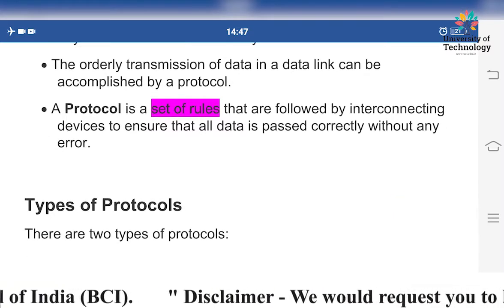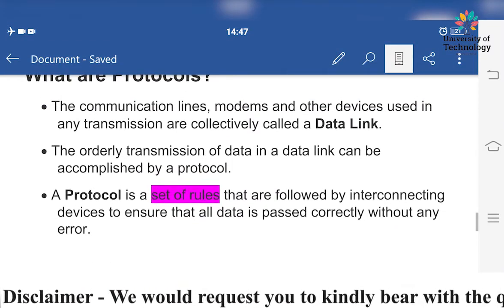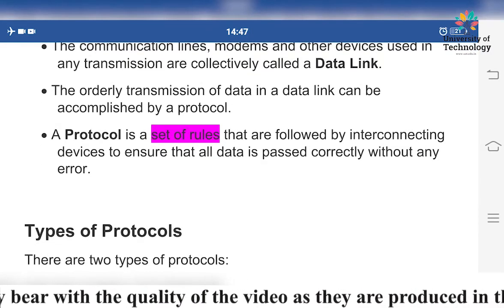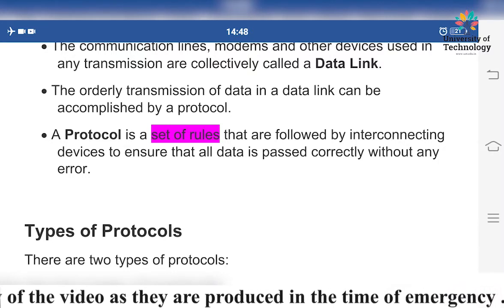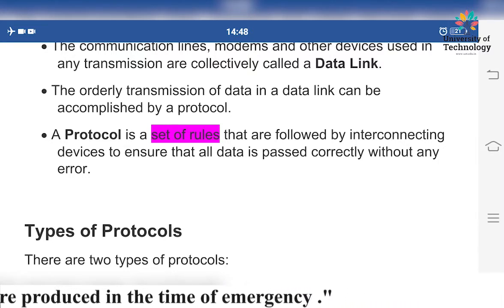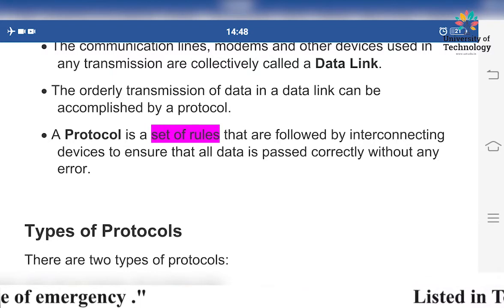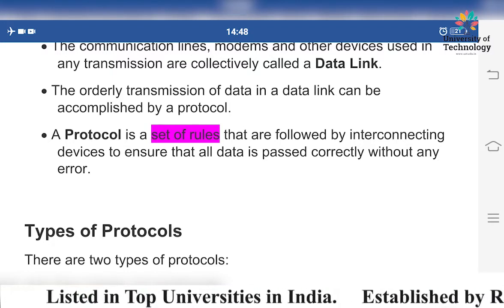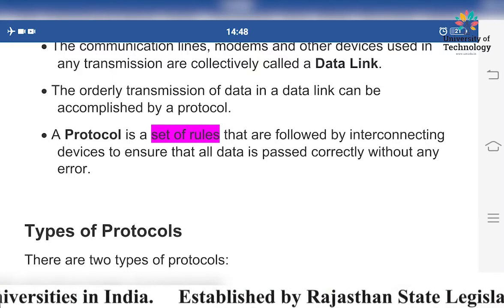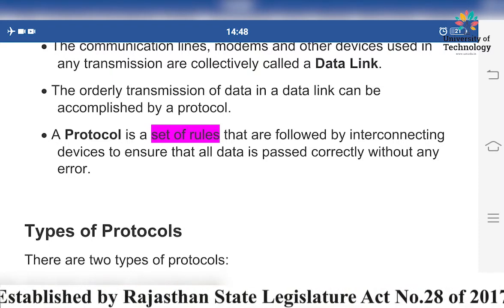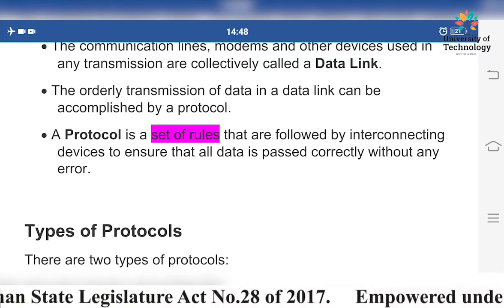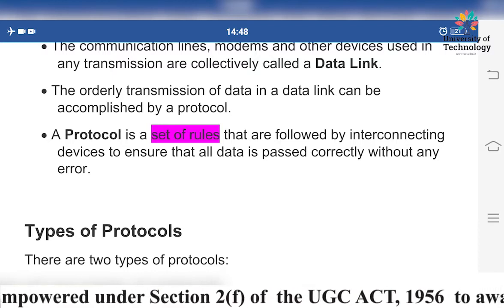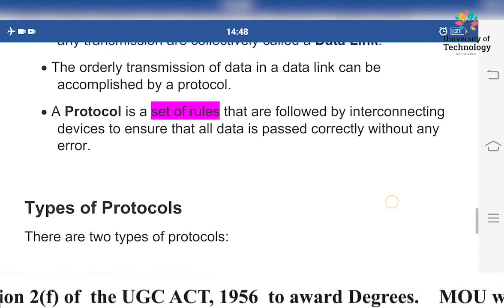Now see, we have so many data links out there. We have modems, we have communication lines, we have devices, but there has to be some way by which we can transmit the data in an orderly fashion, following particular rules. So how are we going to do that? We are going to achieve that with the help of protocol. So now here comes the definition of protocol. A protocol is a set of rules that are followed by interconnecting devices to ensure that all the data is passed correctly without any error.